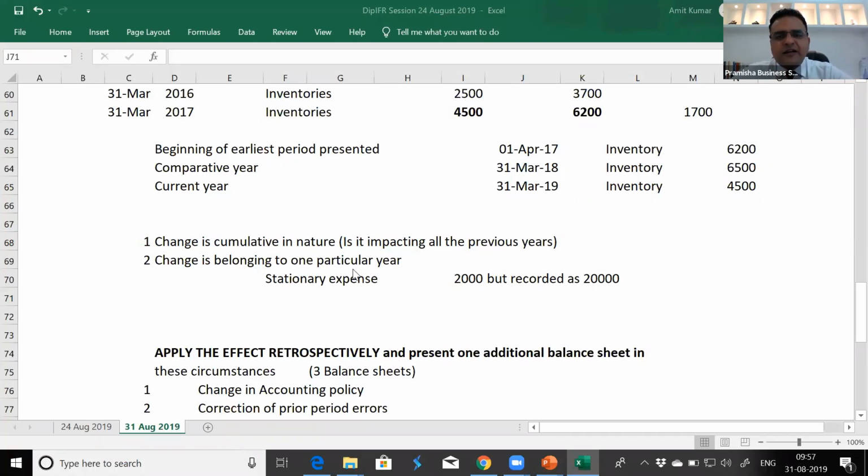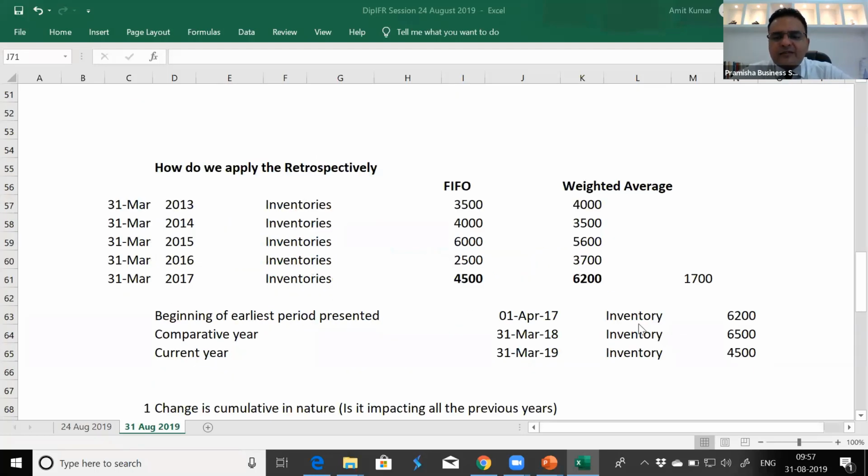But in case of inventory or in case of your property, plant and equipment, if you're charging depreciation on straight line method, it will not impact cumulatively. But if you're charging depreciation on reducing balance method or written down value method, each year gets impacted and you have to recalculate it. So when you recalculate it, the new balance will be on the new accounting policy or the new change like we did here. The weighted average recalculation, as if we have been using weighted average since beginning, will give us the balance of 31st March 17.